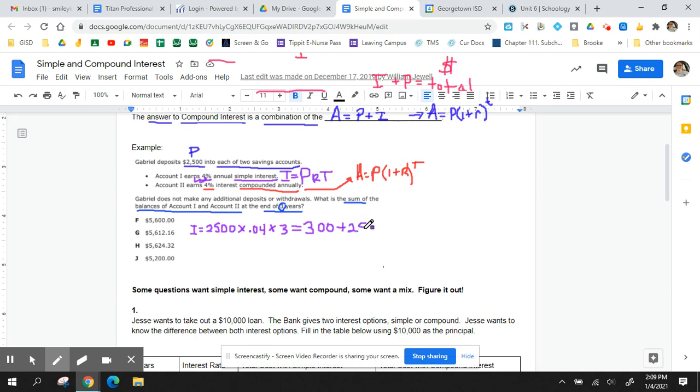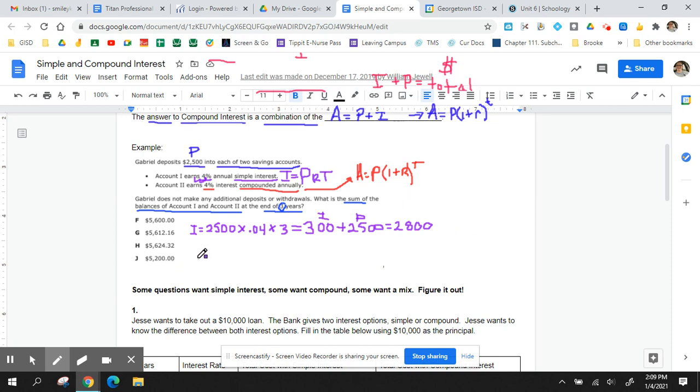So this is my principal amount, and I'm going to add that back in. I can type it in my calculator, or I can know that 300 plus 2,500 is 2,800. Let me write that out for you. Okay. So this was our I, and this was our P, and this was our amount in total.